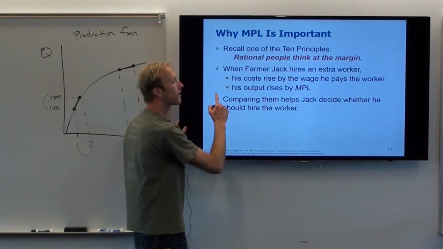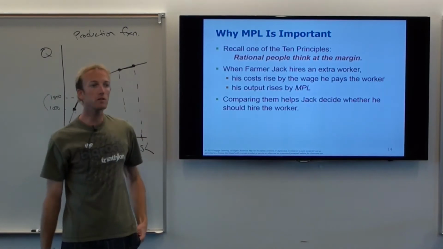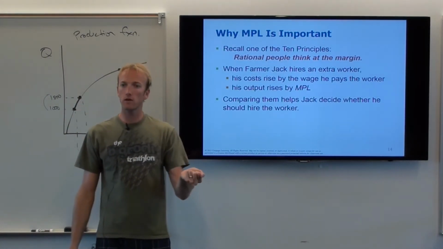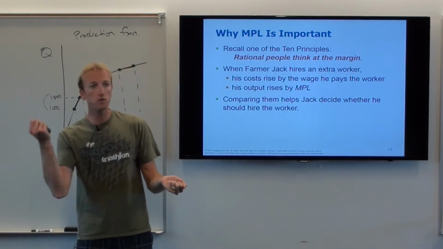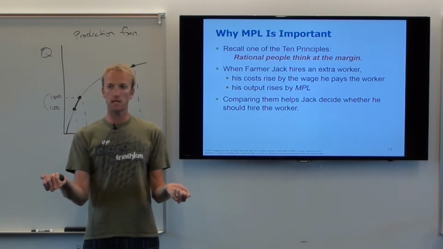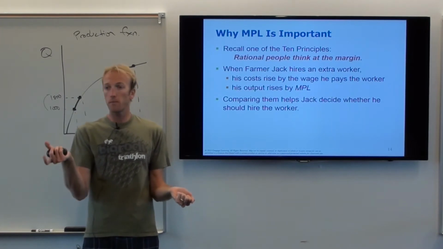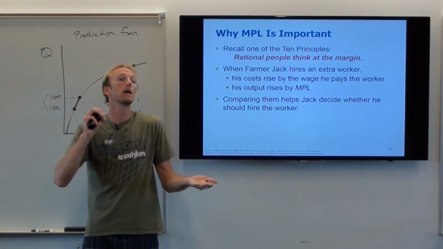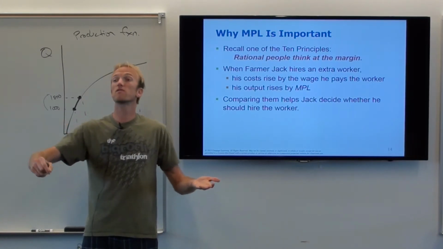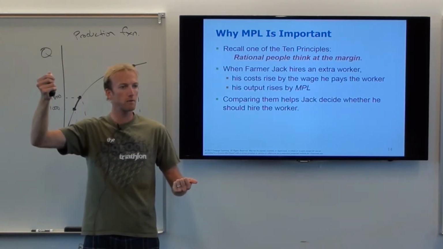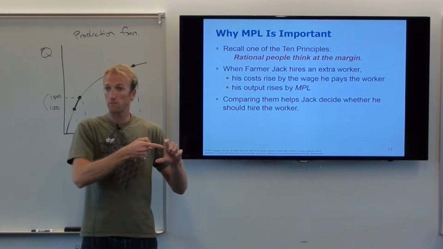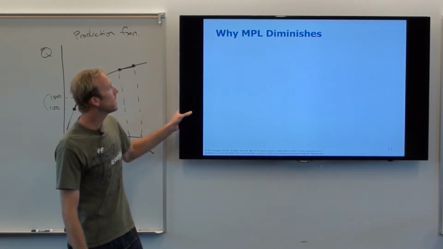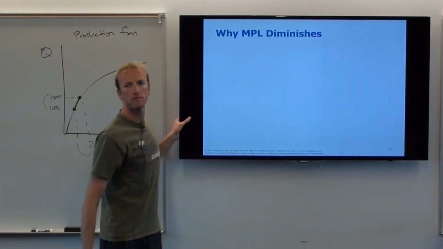And so he can compare whether the worker's worth it, right? He compares the wage that he has to pay the worker to the marginal product of the worker. And then he's like, well, is it worth it? If the worker has zero marginal product of labor, he shouldn't be hired, right? But if the worker has a very high marginal product of labor, and it's more than the wage you have to pay him, well, then you should go ahead and hire him. Right? Okay. Why does marginal product of labor go down?